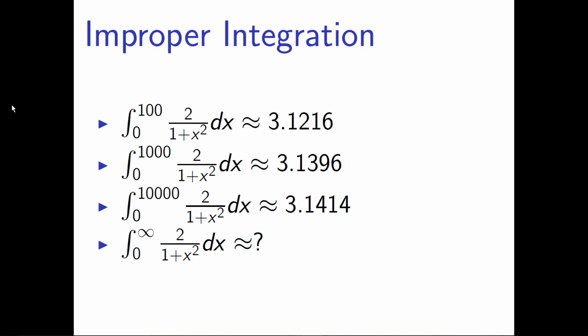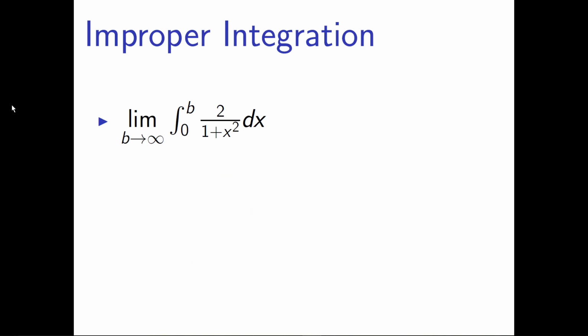But really, what can we do here? What is this kind of integral? Well, this is improper integration. Instead of taking the integral from 0 to infinity, let's integrate from 0 to b, and then take the limit as b goes to infinity. That's kind of what we've been doing on that previous page. Let's do exactly that.